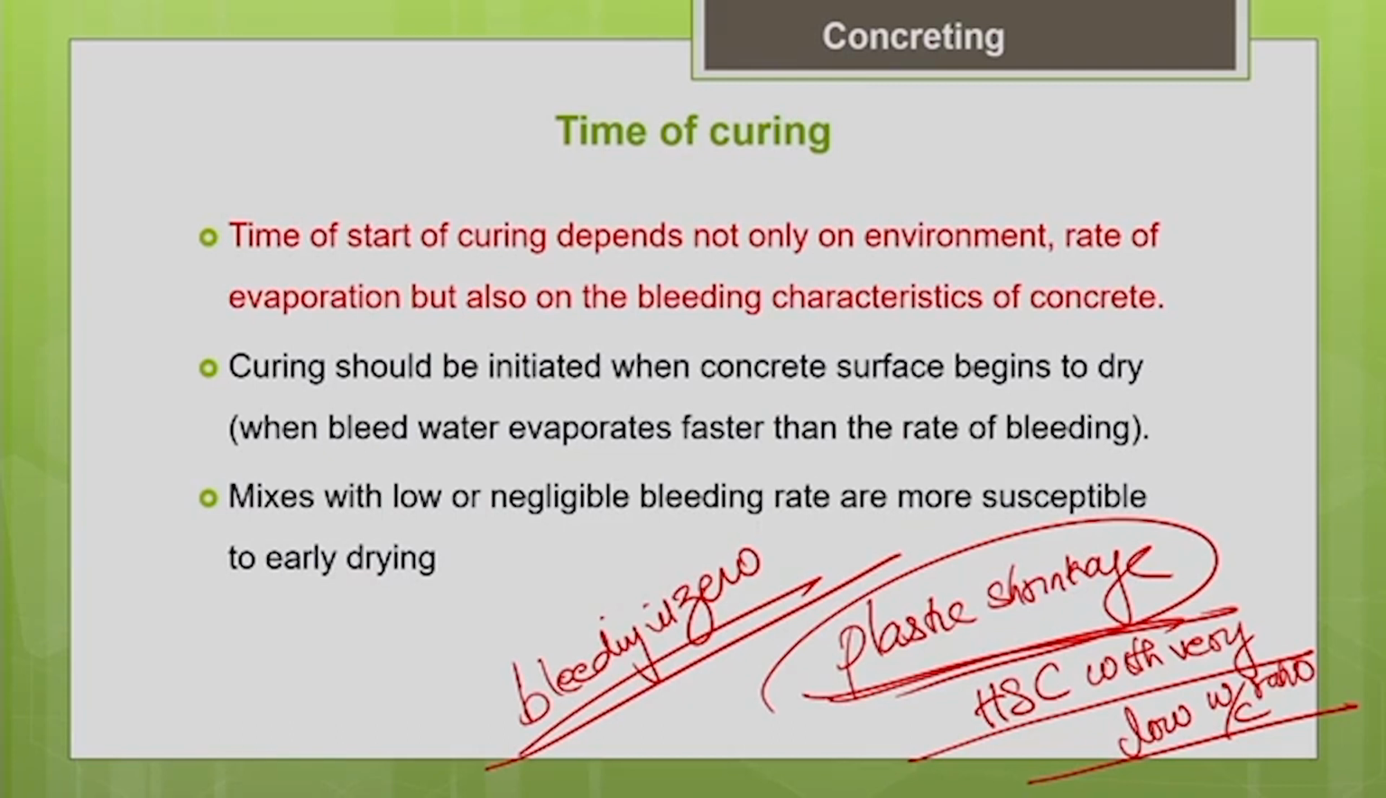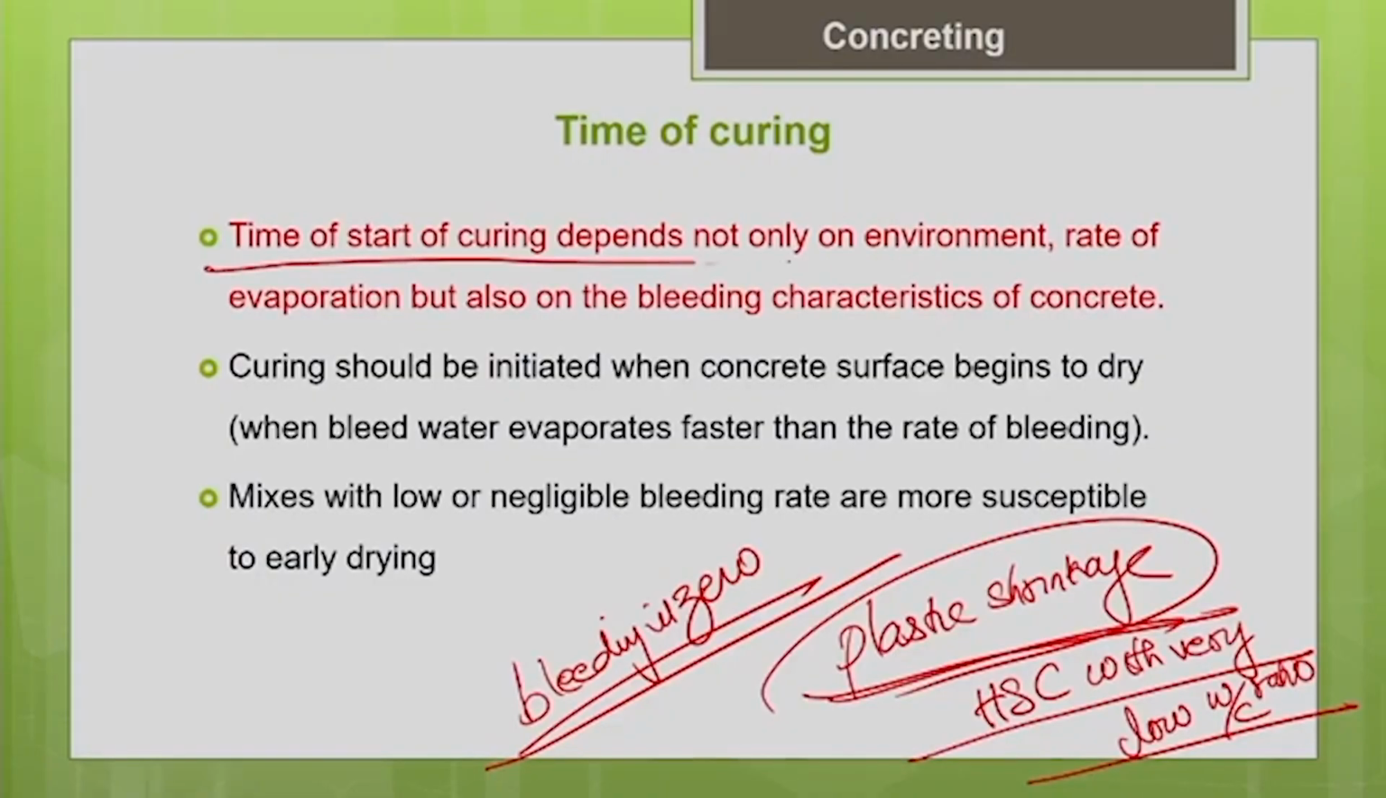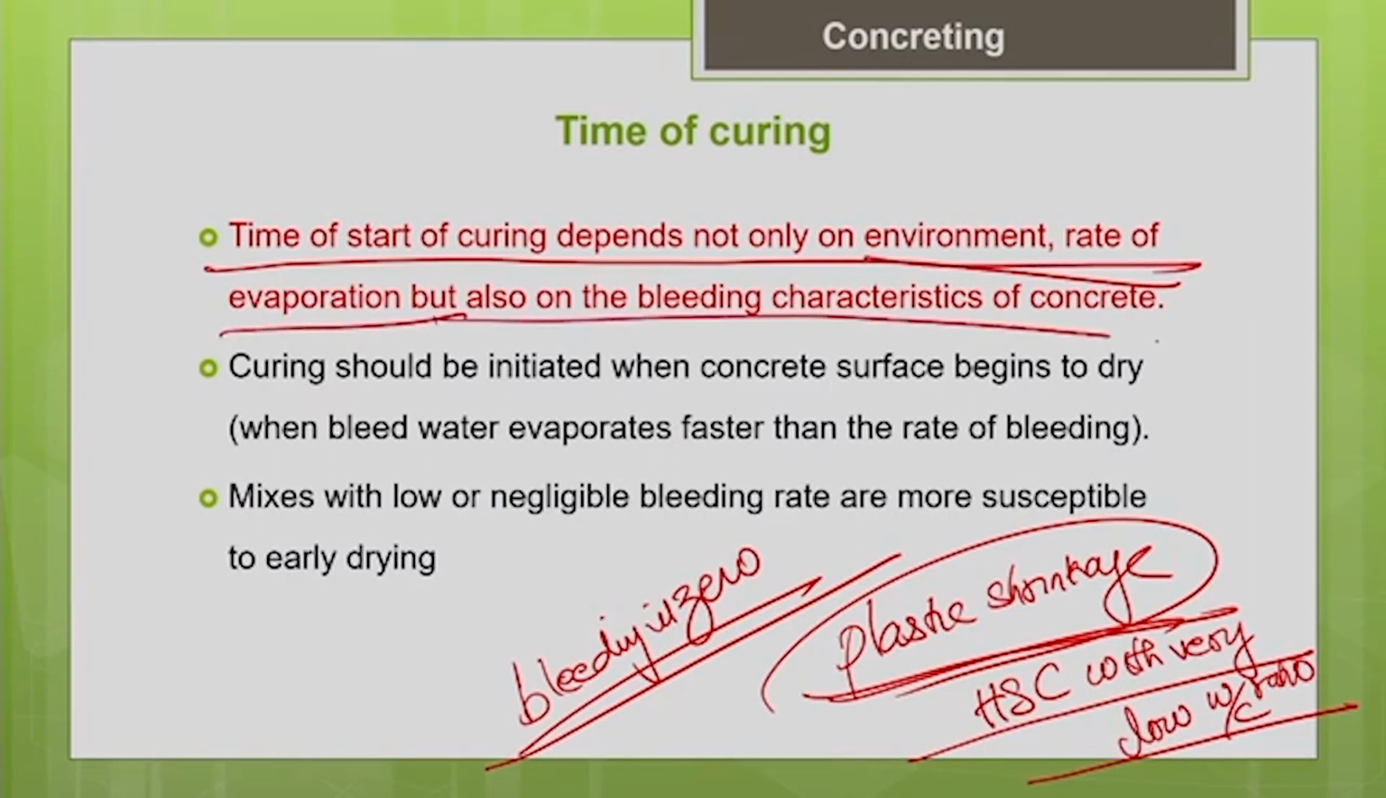When to start the curing depends upon the actual composition of the concrete, and also upon the environment where the concreting is going to be done. So, the time of start of curing depends not only on the environment, that is the rate of evaporation, but also on the bleeding characteristics of the concrete. For aggressive environments where the ambient conditions are very severe, high temperature, high wind velocity, where the rate of evaporation is very high, start the curing as early as possible. And also consider the bleeding characteristics, which depend upon the mix composition.